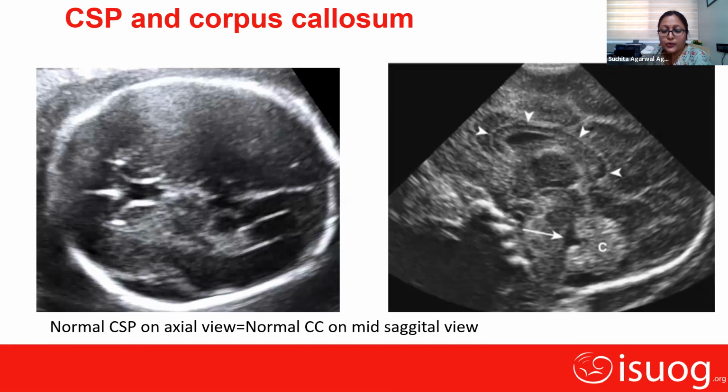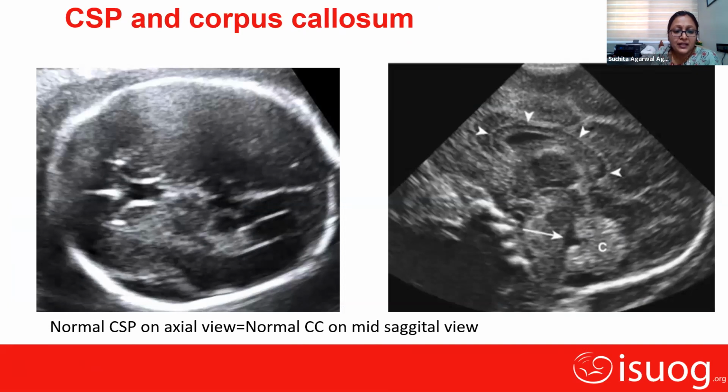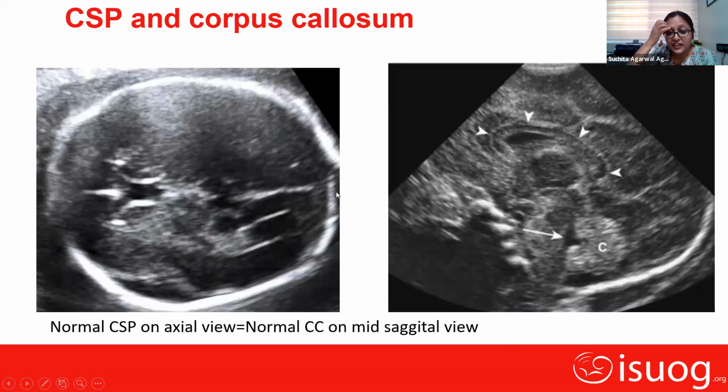An important structure is the CSP, the cavum septum pellucidum. It is a rectangular box-shaped structure. If you get a good CSP, you should be assured that the corpus callosum is good. So a normal CSP on axial view means a normal corpus callosum in the mid-sagittal view. If I get this plane, I need not go into that plane because I am reassured that my corpus callosum is fine. If I'm getting a good CSP, I need not go further.